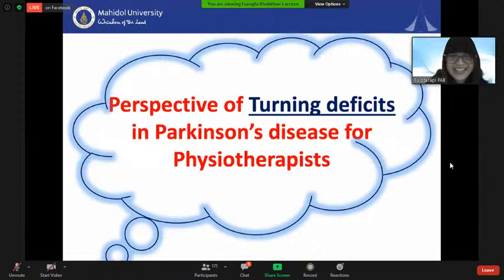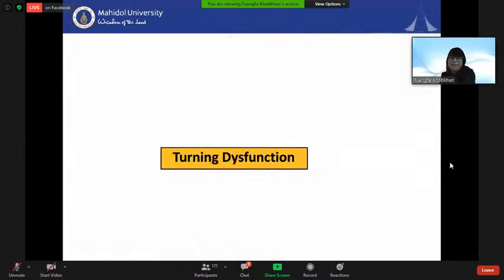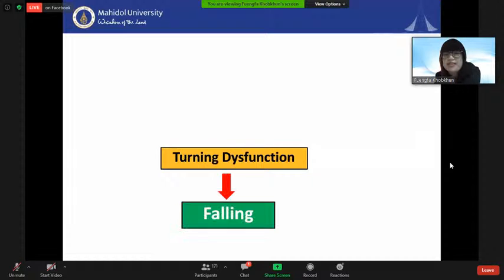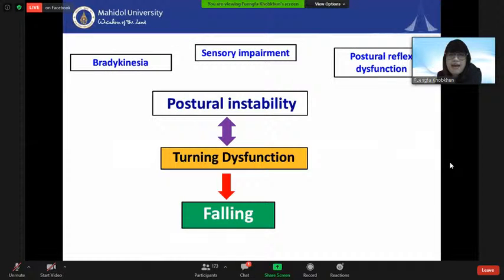Yeah, please. So I will talk about the perspective of turning deficits in Parkinson's disease for physiotherapists. Why am I interested in turning deficits? Because turning deficits increase in Parkinson's disease, and it's not confirmed yet whether turning function is linked to postural instability, or postural instability causes turning deficits in PD.